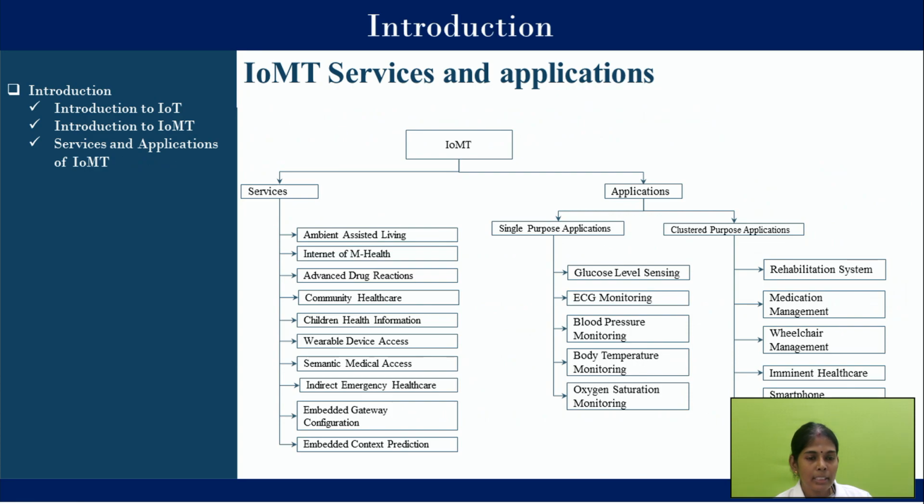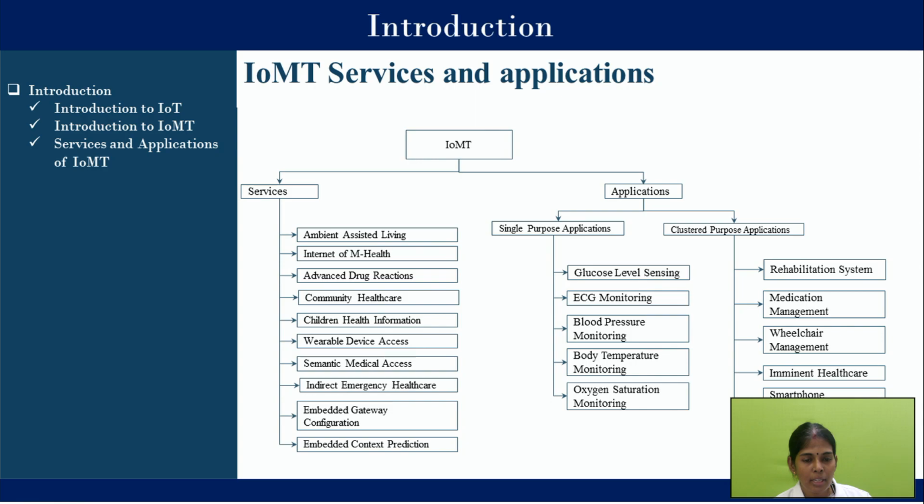Next one is services and applications of IoMT. There are different types of services provided in the IoMT. One is ambient assisted living, Internet of Health, adverse drug reactions, community healthcare, children's healthcare information, wearable device access, semantic medical access, indirect emergency healthcare, embedded gateway configurations and embedded context prediction. These are the services that are provided in the IoMT.